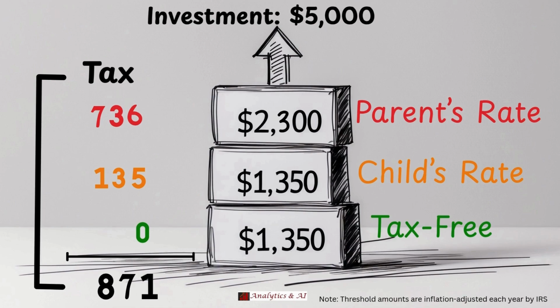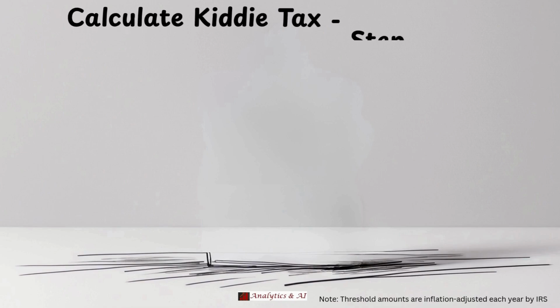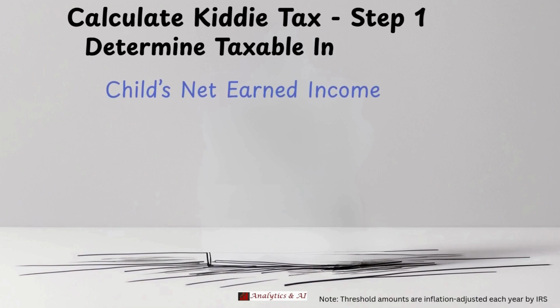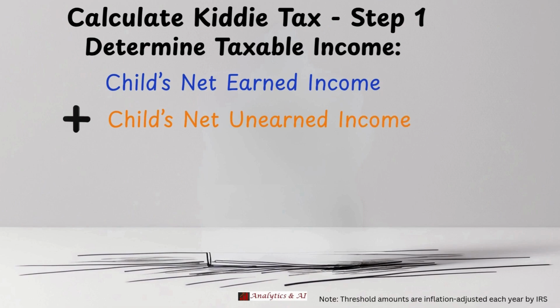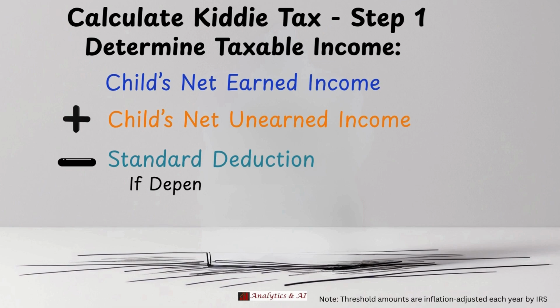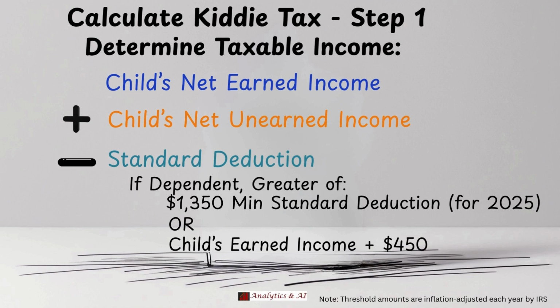The first step to calculate the kiddie tax is to determine the child's taxable income. Take the child's net earned income, add the child's net unearned income, then subtract the child's standard deduction. If the child can be claimed as a dependent, the child's standard deduction is the greater of the minimum standard deduction, $1,350 in 2025, or the child's earned income plus $450. The $450 amount is an inflation-adjusted figure specified by the IRS for calculating the standard deduction for dependents.